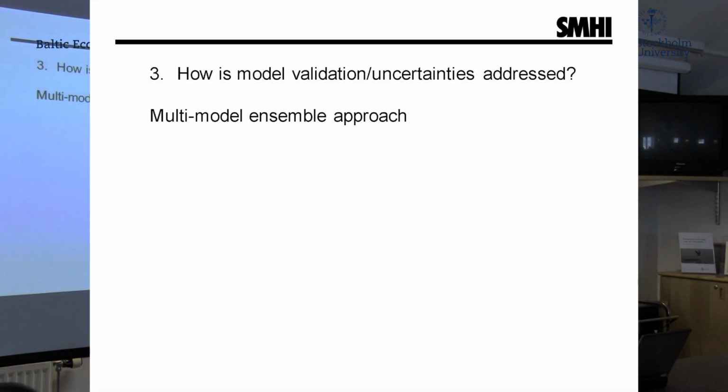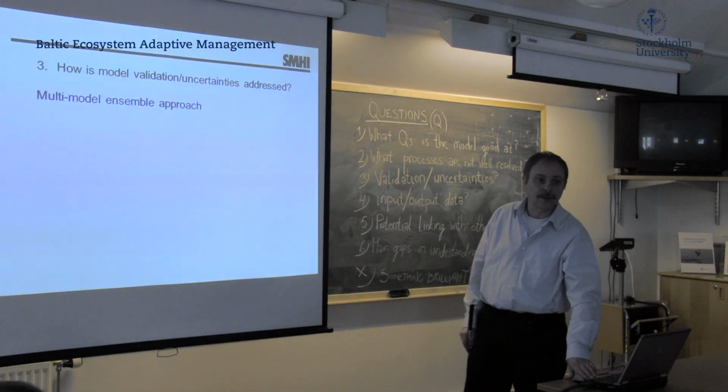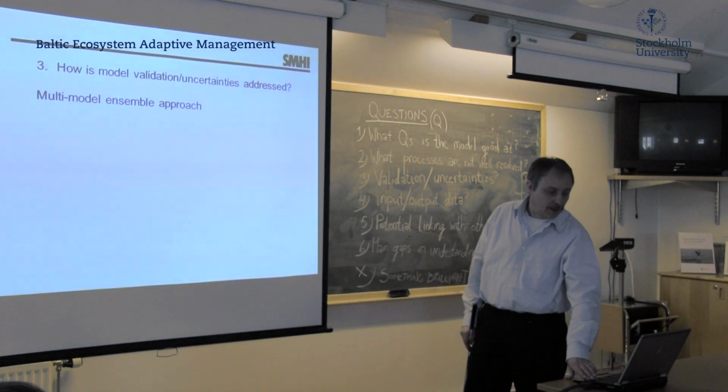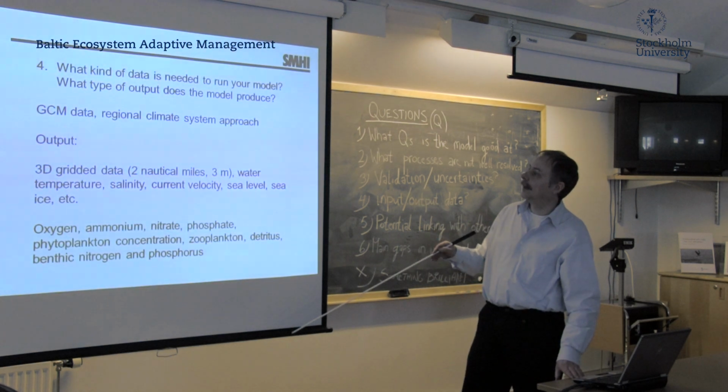More questions, like, how is model validation uncertainty addressed? Well, we have in the past very much worked with the multi-model ensemble approach, like I introduced. There are other possibilities to have process descriptions in the model with some noise, so that's stochastic noise added that you can do. But other possibilities, but that is what I've done.